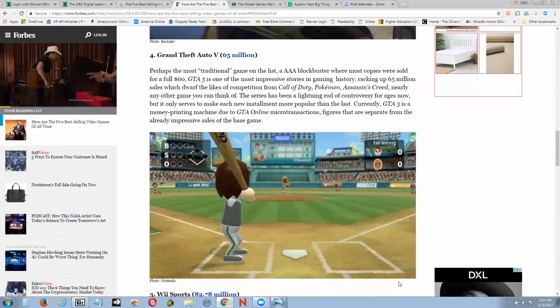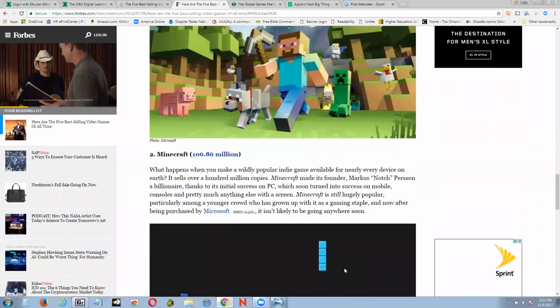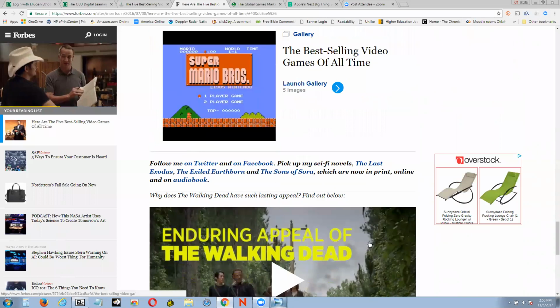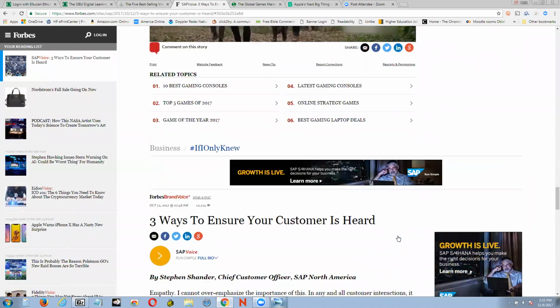Grand Theft Auto is definitely one. Wii Sports, Minecraft. There's Tetris. I've played many games of Tetris. Let me say that, more than I should have. And so there you got it.